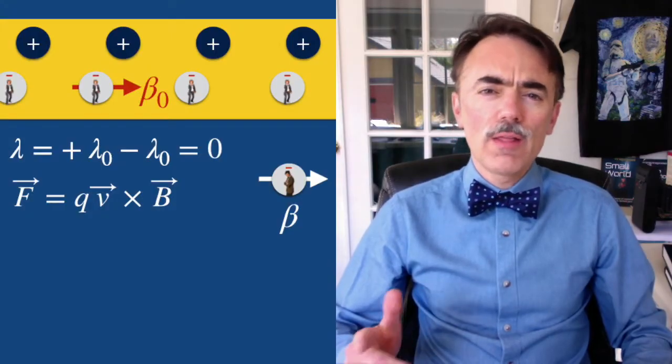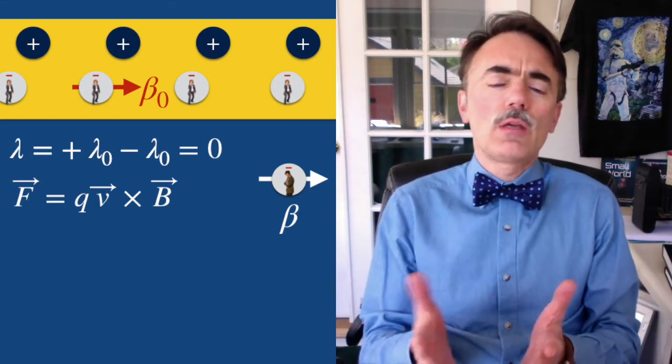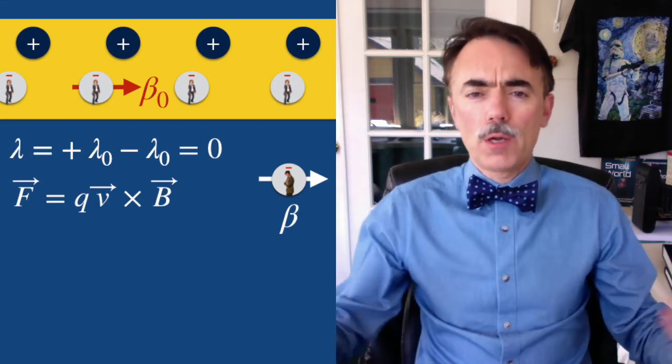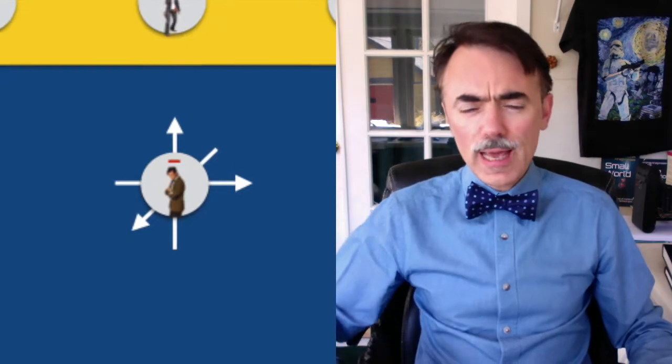In the lab reference frame, our test electron is moving at beta, and because we have an electric current, the electron will experience a Lorentz force, but not an electric Coulomb force, because the net density in the wire is 0. Let's have a look at the perspective of the electron.